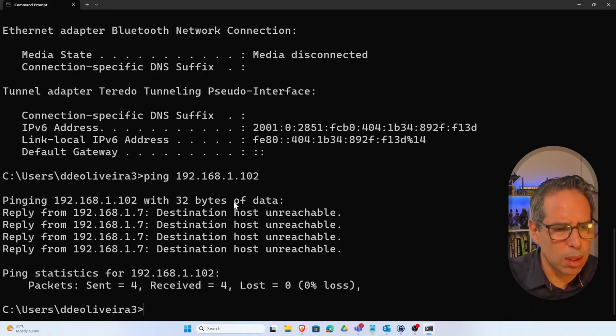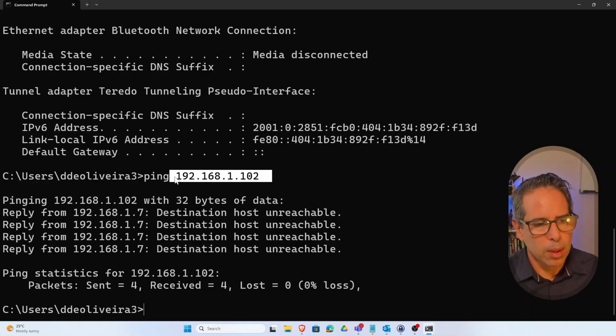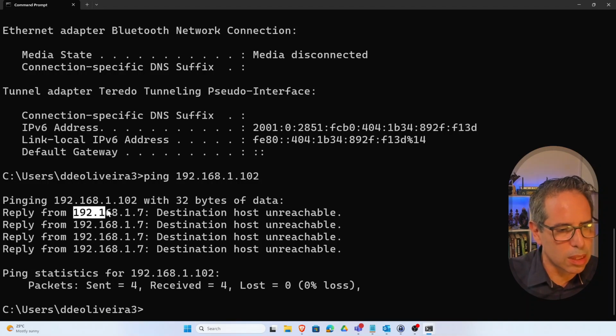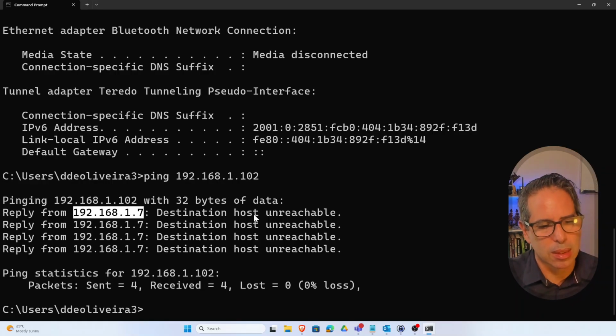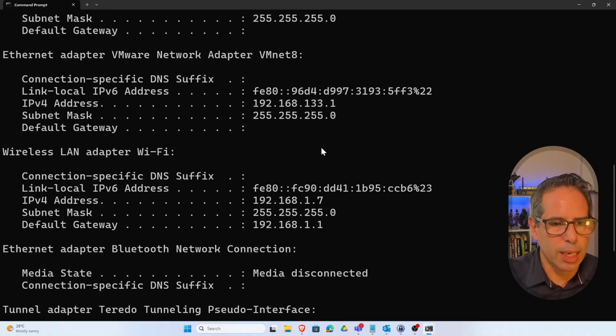Oh, come on. If you are pinging 192.168.1.102, shouldn't we just be receiving destination host unreachable? Why do we still have this message here saying that the IP 192.168.1.7 is telling you that this destination, of course the IP that you are trying to reach, is unreachable? And again, my IP is .7, it ends with 7.